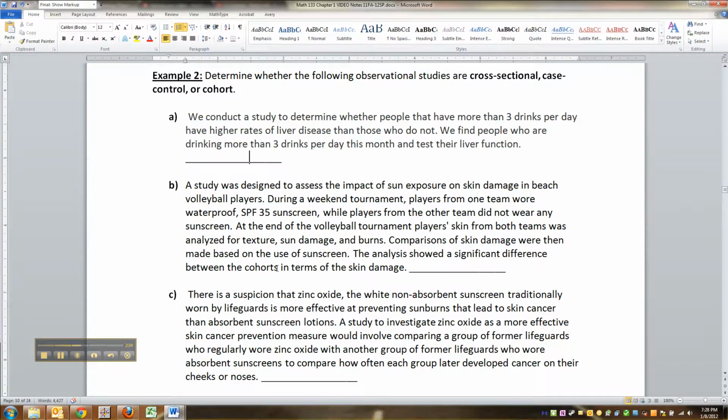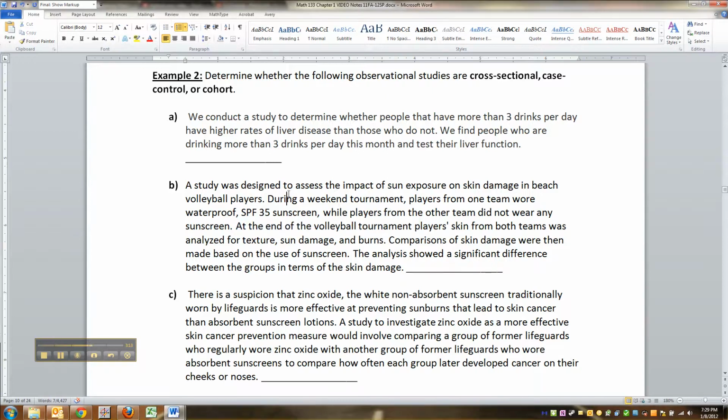Well, unfortunately, I kind of gave you a cue down here, but even if this had said groups, you could have figured it out. Okay, so the deal is, on this particular one, they're looking at, at the end of the volleyball tournament, who had better skin, right? So they start off, at the beginning of the volleyball tournament, they determine what people are wearing and all of that. And then at the end of the tournament, they compare skin from both teams for texture, sun damage, and so on. Okay?